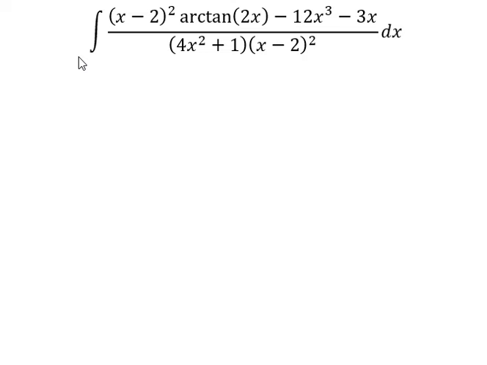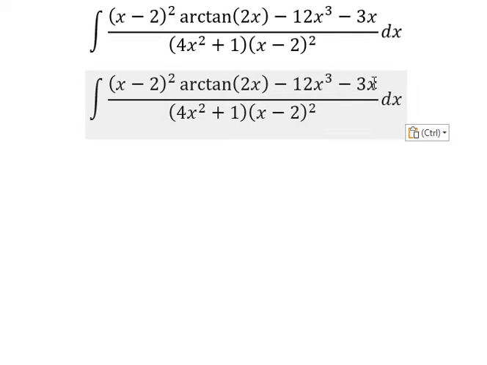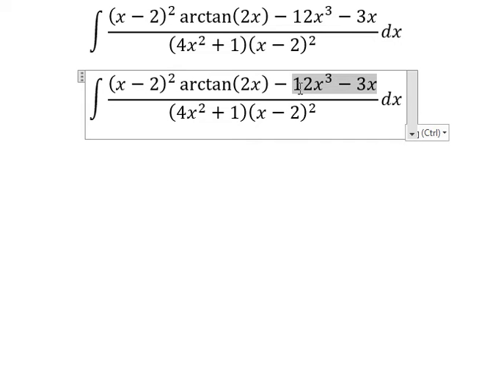The topic today is about integration. So now I will show you how to answer. First, we need to do factorization by negative 3x.